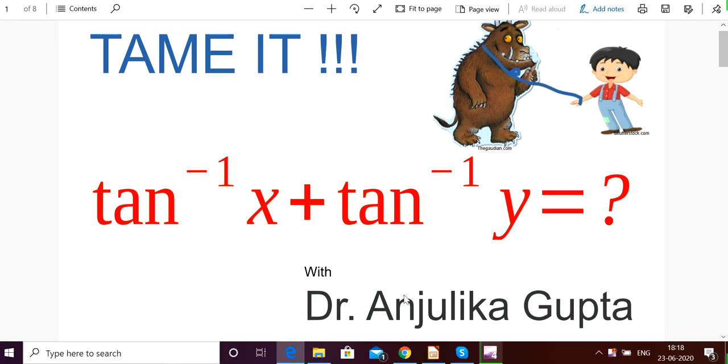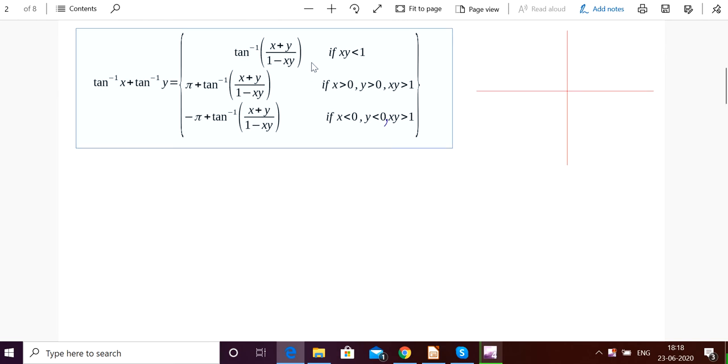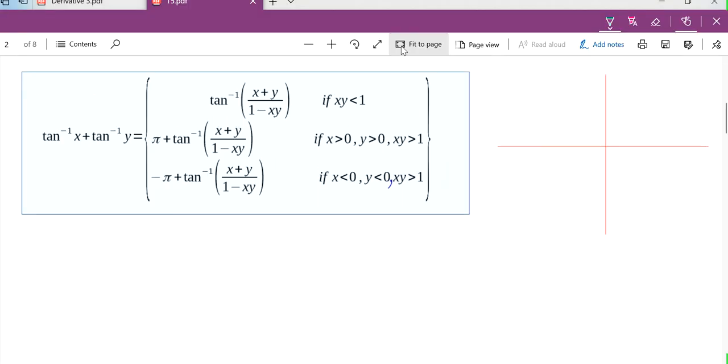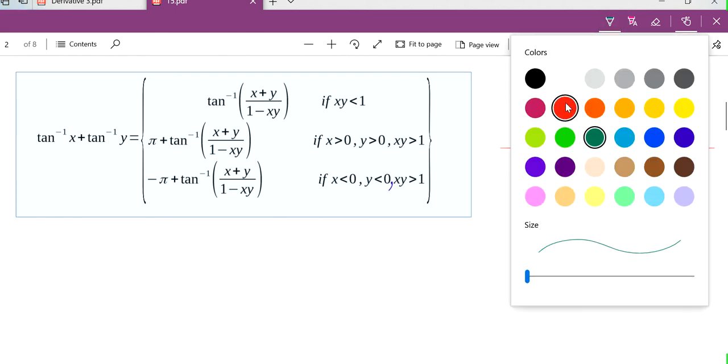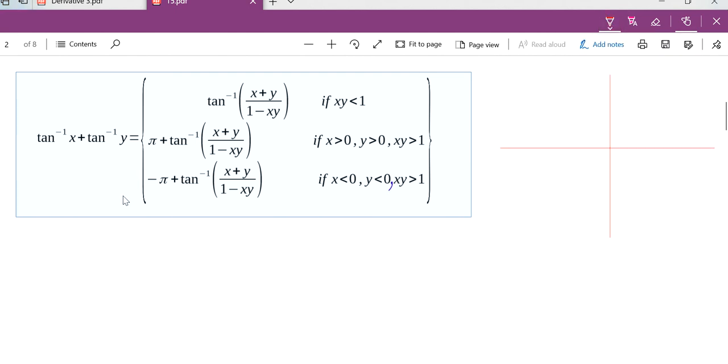So let's discuss this. What is tan inverse x plus tan inverse y? If you have been through the literature, you might have seen this big formula, that tan inverse x plus tan inverse y is this whole thing. I will take you through how we get this. But before that, let's get some things straight.